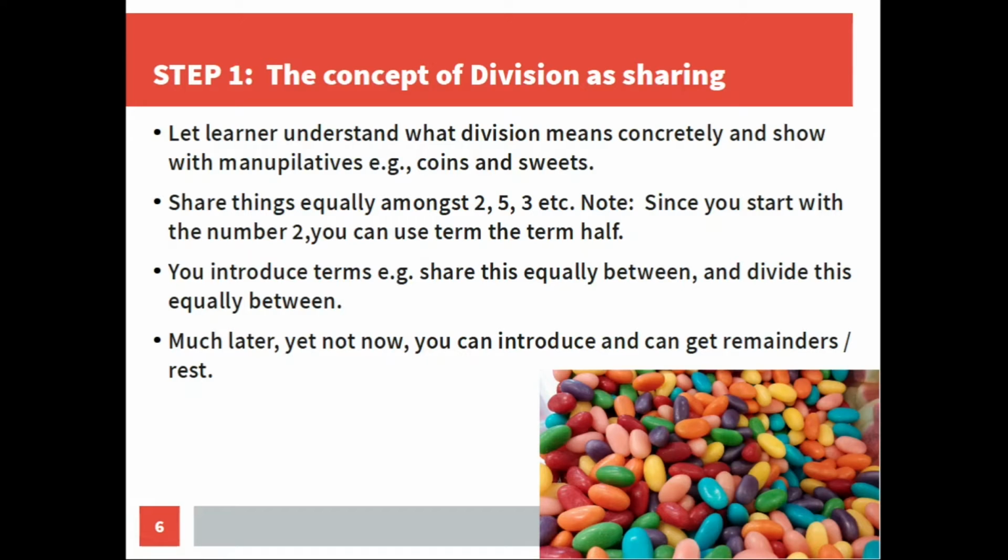Divide by, share it amongst 5 people. You can even put out cups or whatever, 5 cups representing people, 5 pictures of people, 3 pictures of people. Share it equally amongst the people, and you let him have the 3 or whatever, share it, and then he learns. You share it, divide it equally between them.